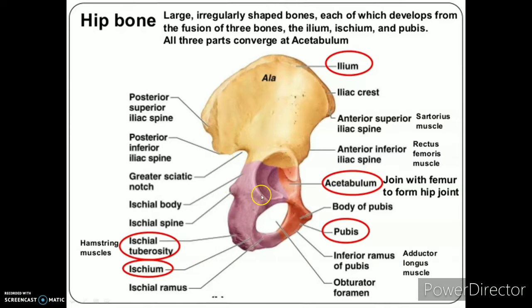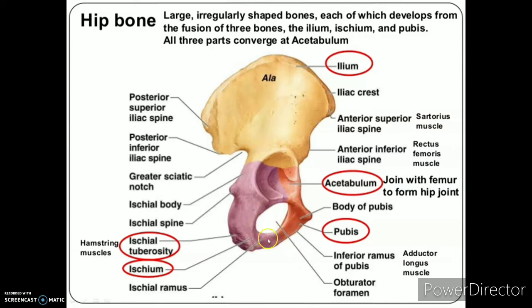Okay, so this is about your ischium. Coming to the pubic bone, this is the body of the pubis. This part is known as the inferior ramus of the pubis. Okay, this is the ischial ramus.